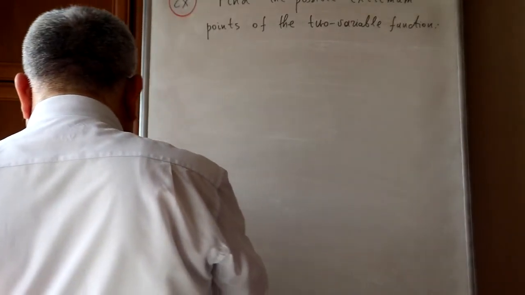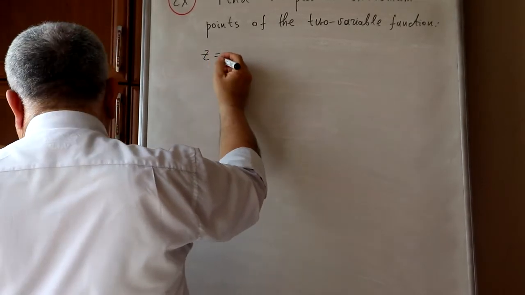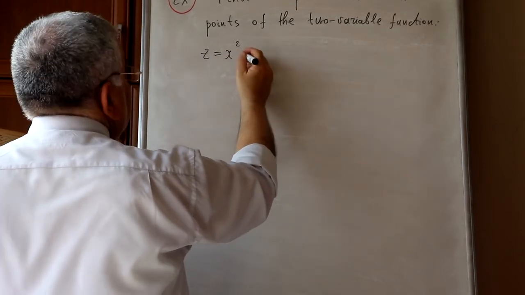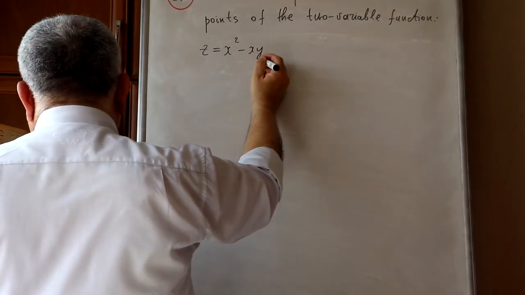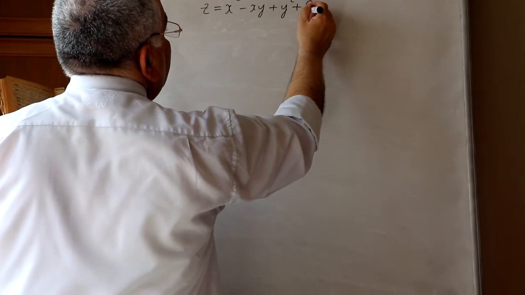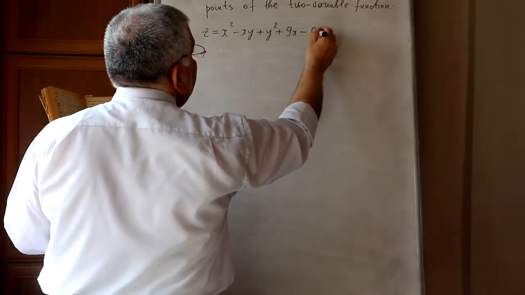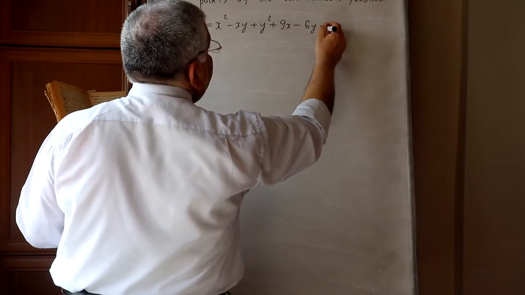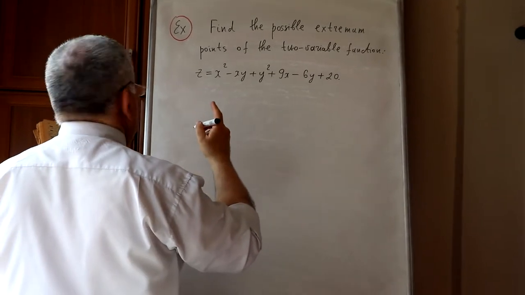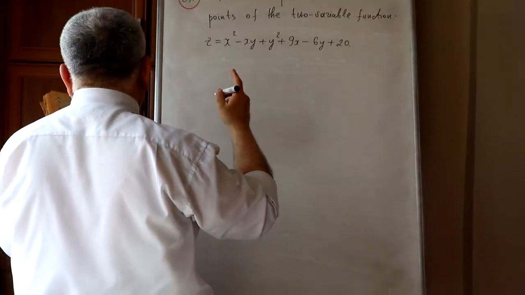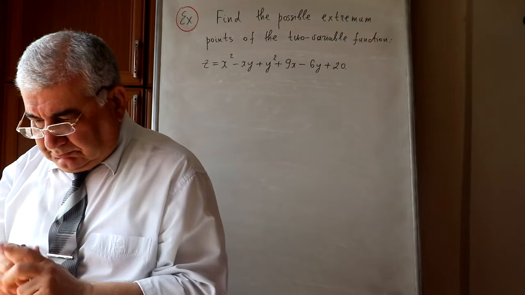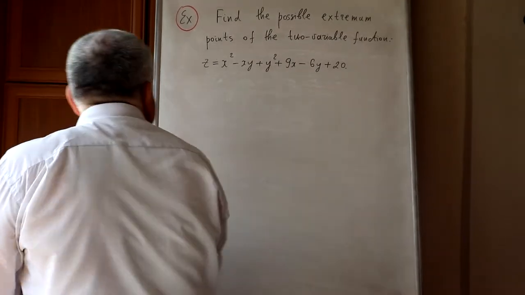Z equals x squared minus xy plus y squared plus 9x minus 6y plus 20. Solution.